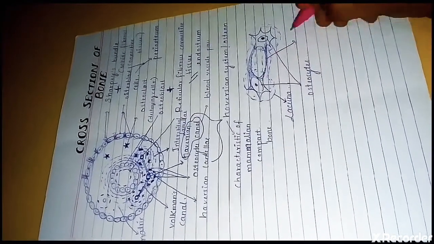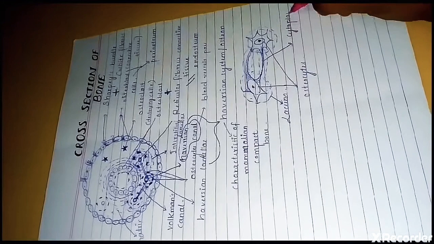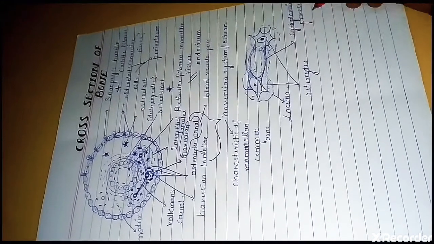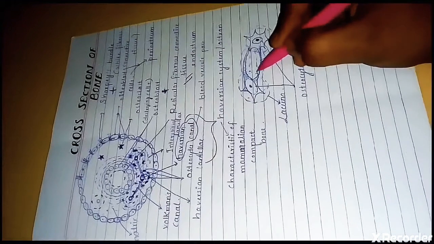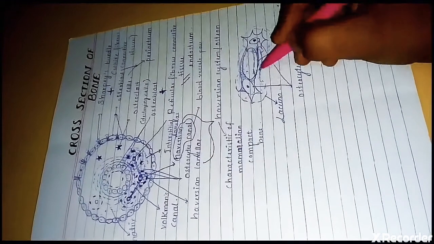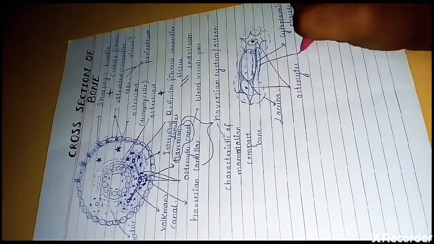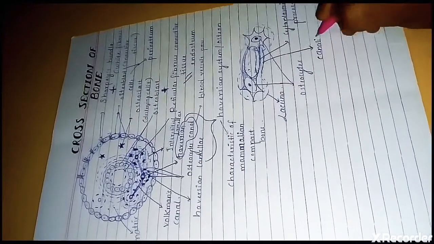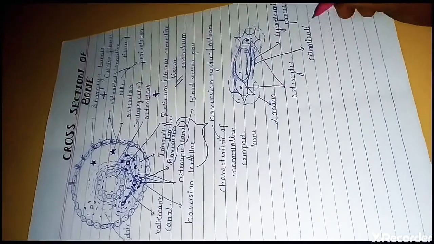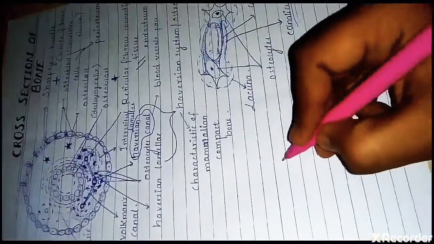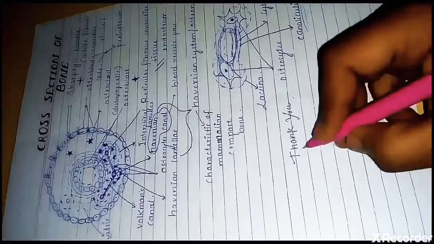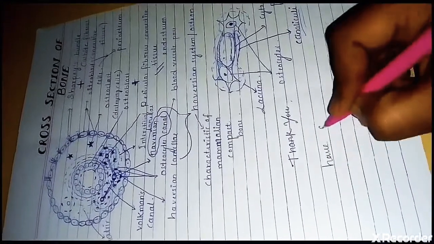The osteocytes are connected to each other by cytoplasmic processes. The cytoplasmic processes lie in the matrix in a canal-like or tube-like structure which is known as the canaliculi. It is basically a canal-like structure in which the cytoplasmic processes are lying. So that's all about the cross-section view of a bone, and thank you and have a nice day.